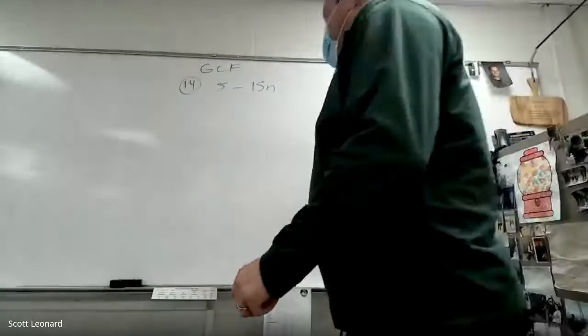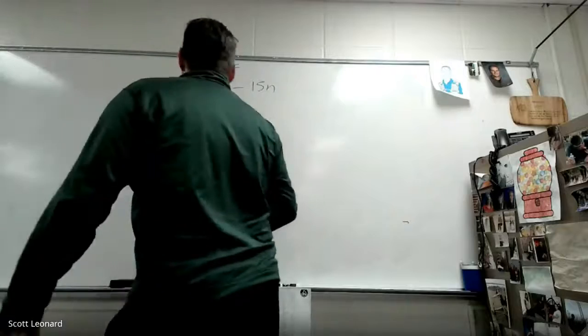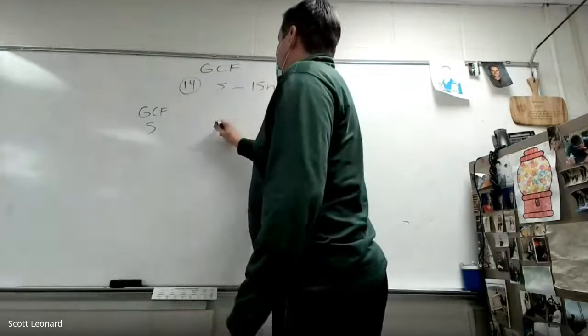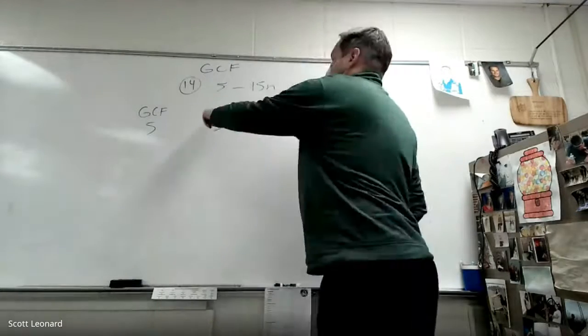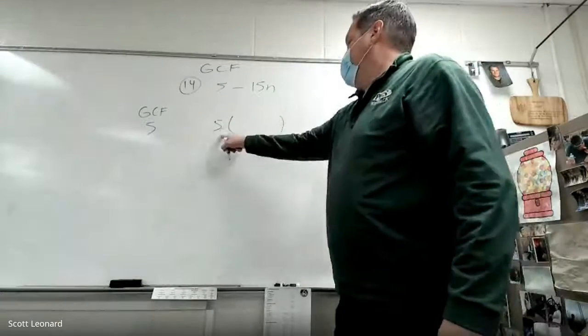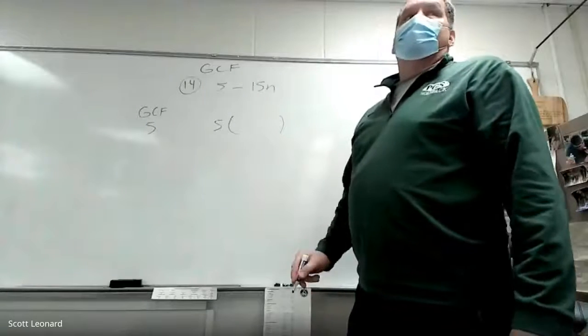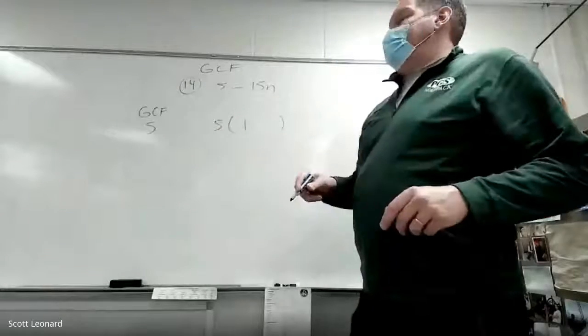Okay, once again, we did this last trimester. The greatest common factor is 5. I'm going to put a 5 and then I'm going to put a parenthesis. If I have two terms here, I need to have two terms here. 5 times what will give me 5? 5 times 1. Yep. It's all right.